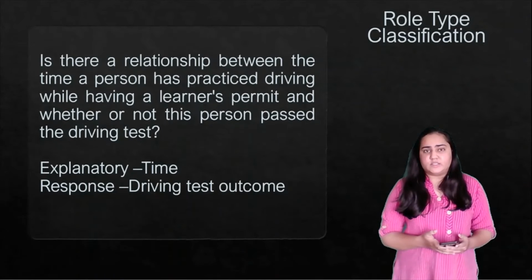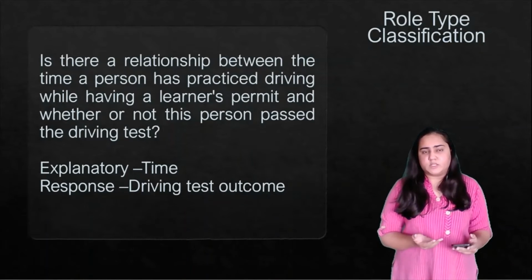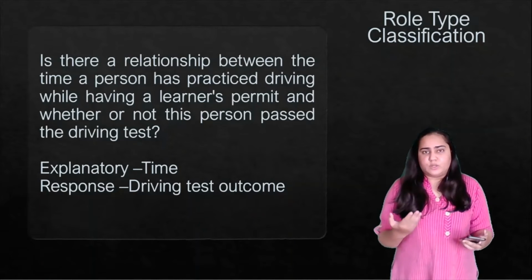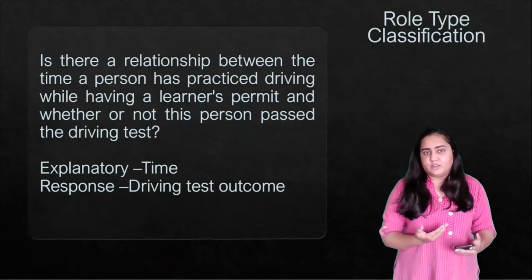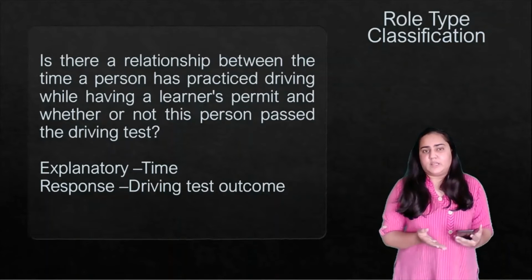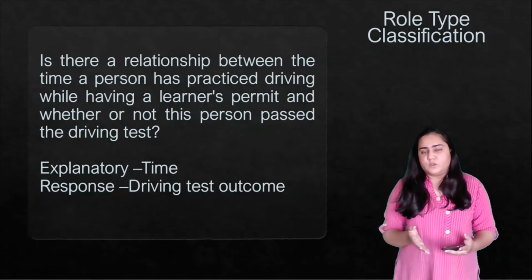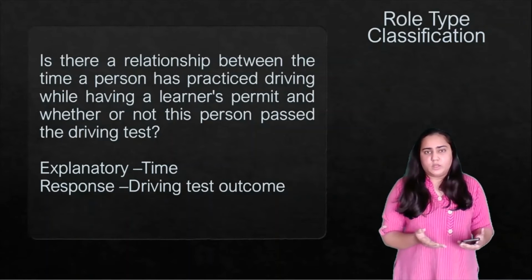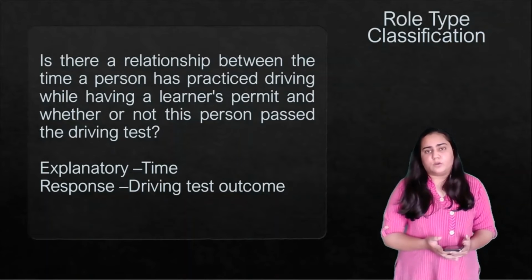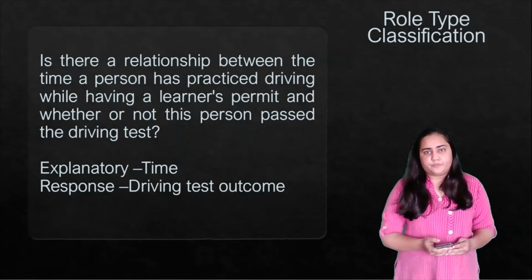The next question is, is there a relationship between the time a person has practiced driving while having a learner's permit and whether or not the person passed the driving test? So once again, what you are given for research is the time the person spent practicing driving. So time would be the explanatory variable, the independent variable. And whether or not the person is going to pass the driving test is something you're going to predict or find out the relationship. So that's why the driving test outcome is the response variable or the dependent variable.